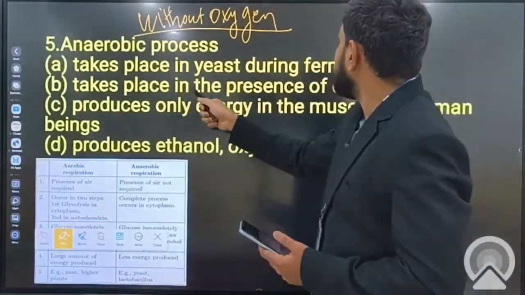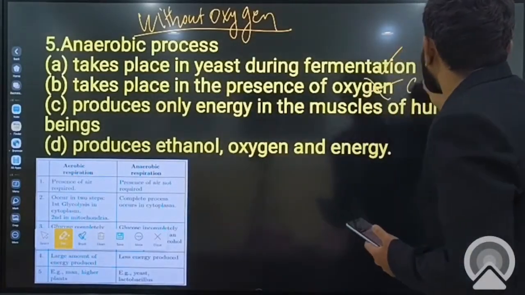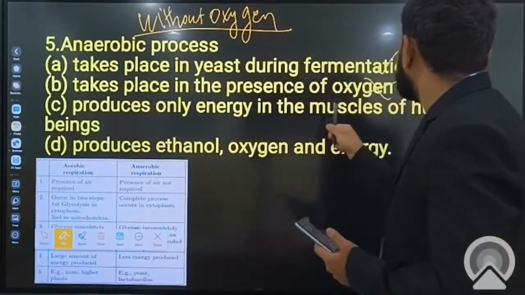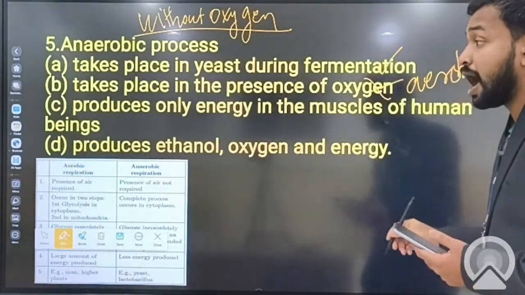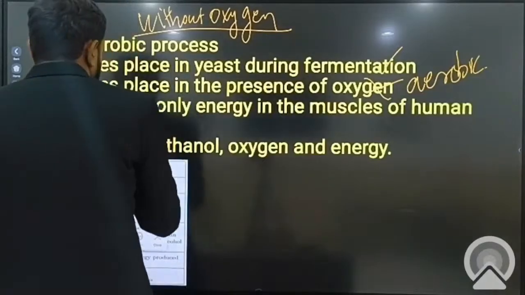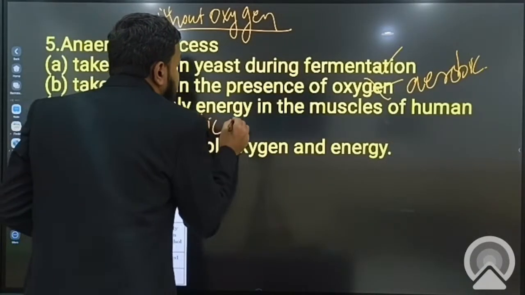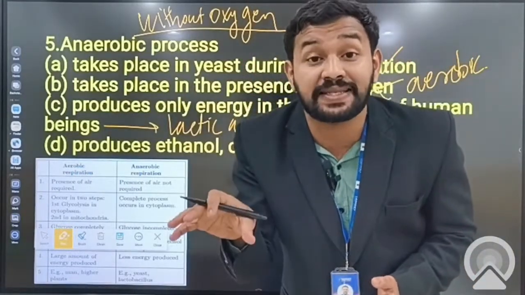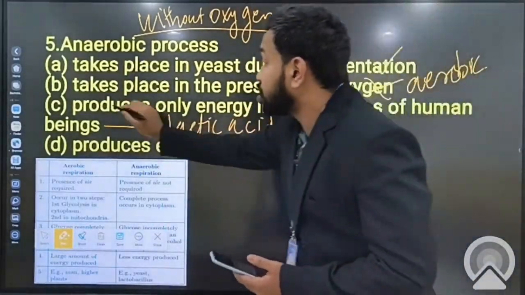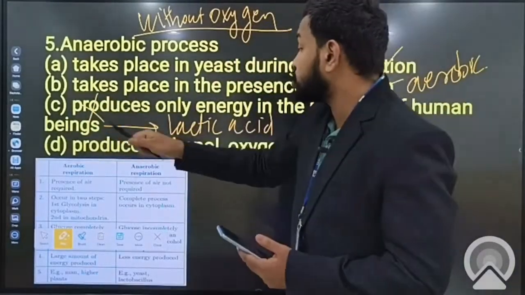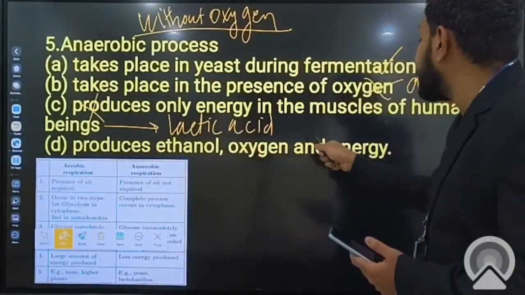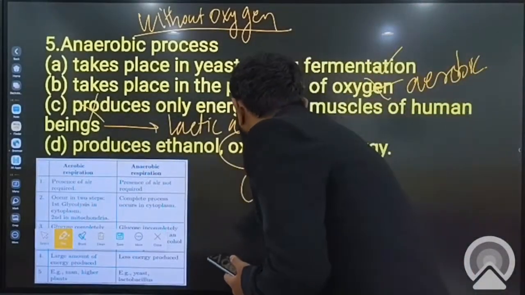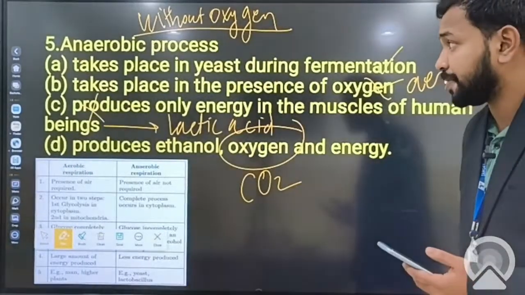It takes place in the presence of oxygen. No, that is the aerobic process. Produces only energy in the muscles of human beings. No, that is not correct. They also produce lactic acid. The accumulation of lactic acid in muscle cells leads to muscle cramp. Option C is also wrong. What about the fourth one? It produces ethanol, oxygen and energy. Is it right? No. It produces ethanol, carbon dioxide and energy.